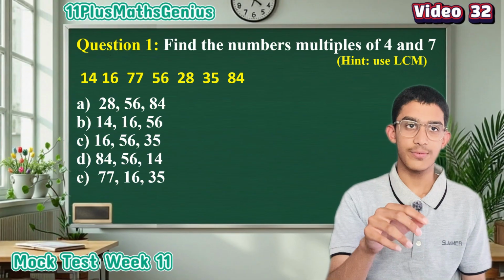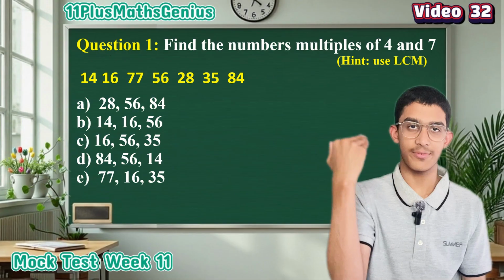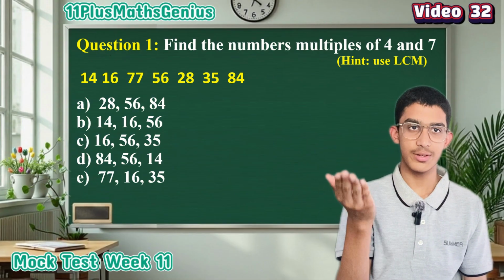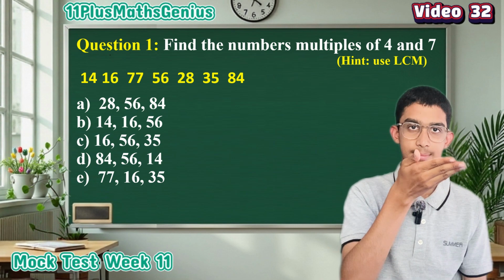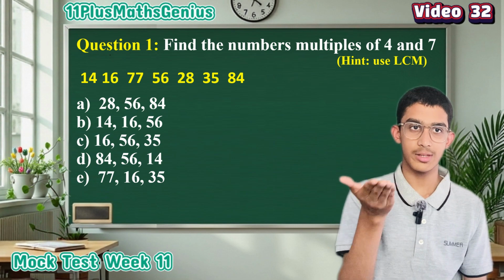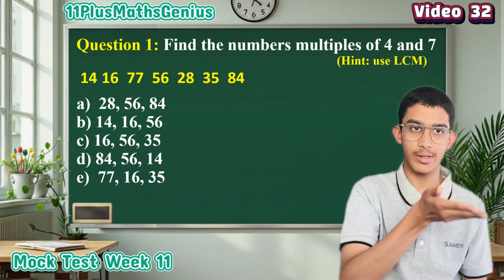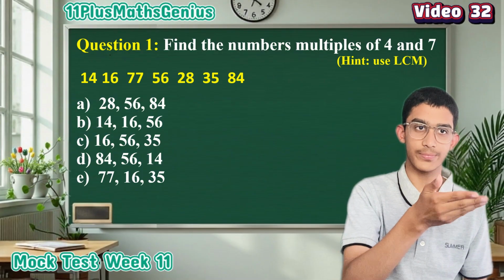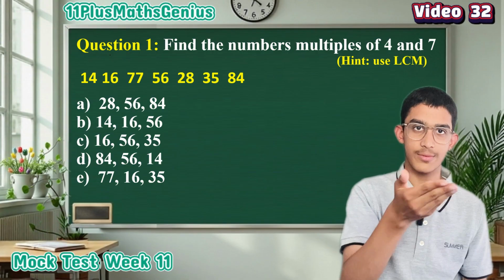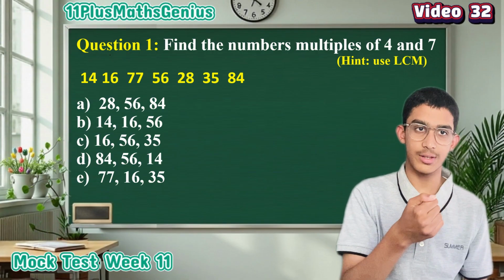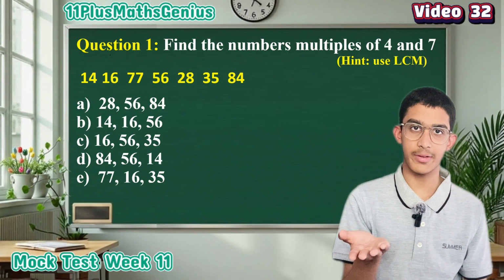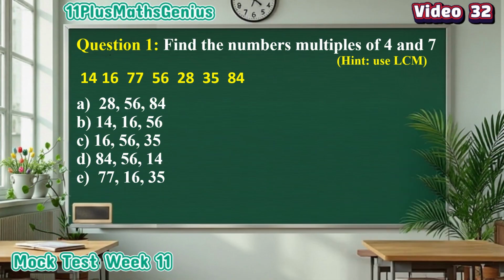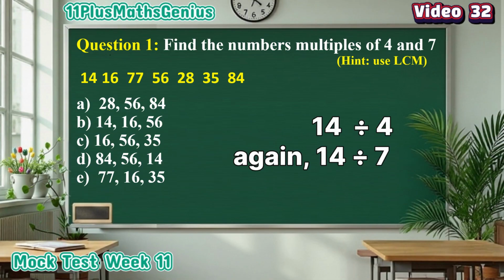Question 1. Find the numbers multiples of 4 and 7. A. 28, 56, 84. B. 14, 16, 56. C. 16, 56, 35. D. 84, 56, 14. E. 77, 16, 35. Now you could just check to see if they divide by 4, then divide by 7.